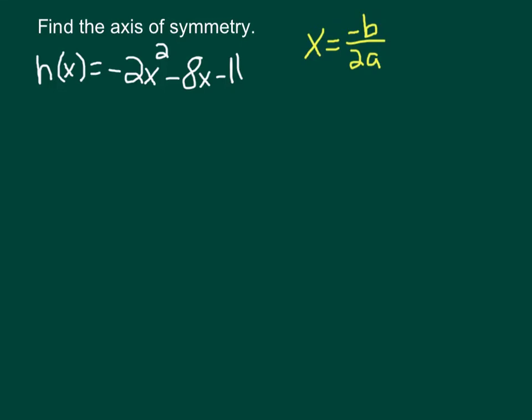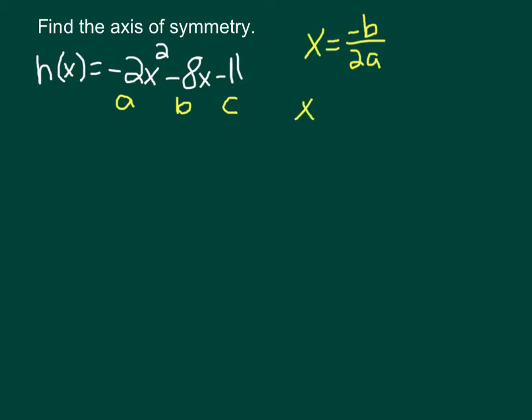Okay, so then we've got to figure out what a, b, and c are. So a is always the number right in front of the squared term. So x squared, the number in front would be negative 2. b is the one always in front of just the single x. We call that a linear term. And c is always the very last one. That's our constant. Okay, so if we take our equation here, we've got negative b. Well, b is negative 8, and then over 2a. So we're going to plug that in right now.